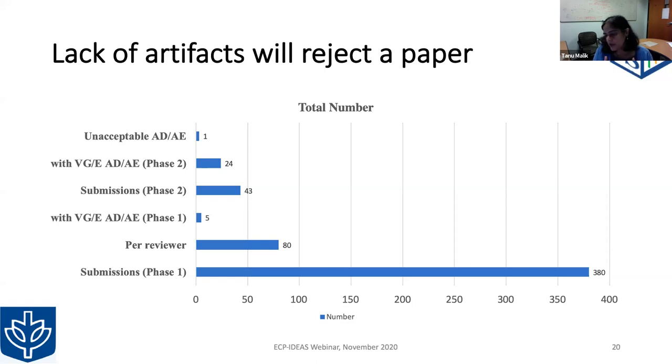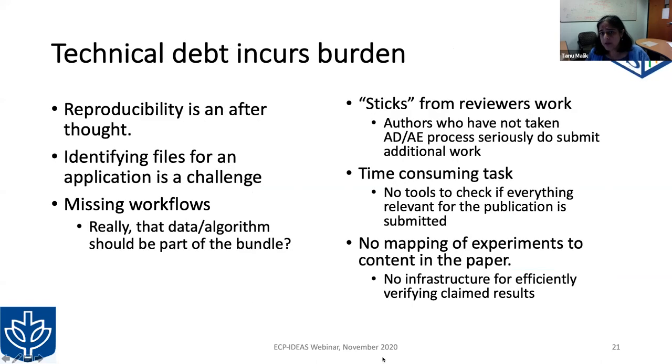And one of them was pushed for its excellent research idea, but it was considered unacceptable for artifact description and evaluation. In total, out of the 380 submissions, I'm told that only 17 may be badged, that is, a final stamp of reproducibility will only be given to 17 of the 380 submissions. So what does this say about technical debt and reproducibility? What do these numbers say?